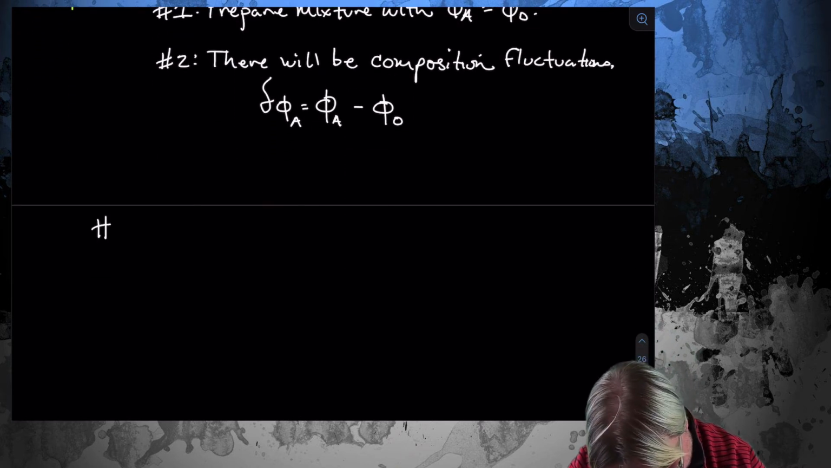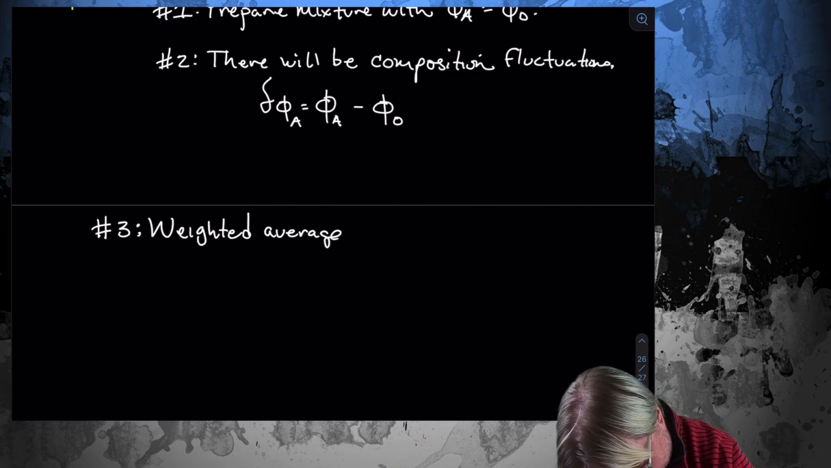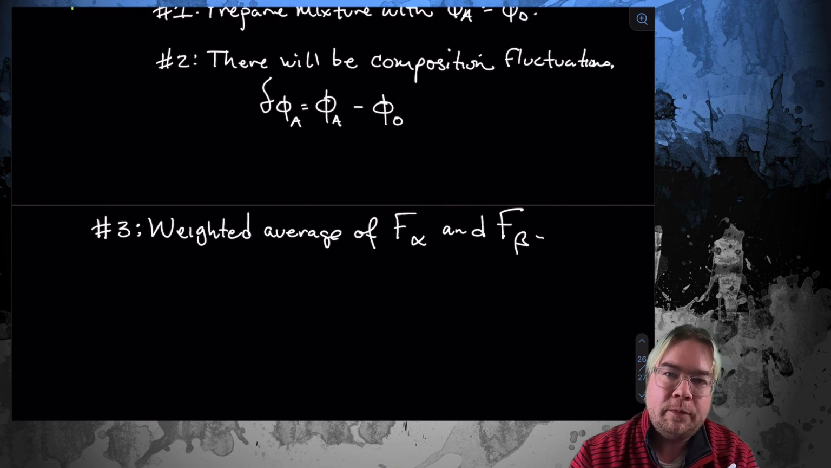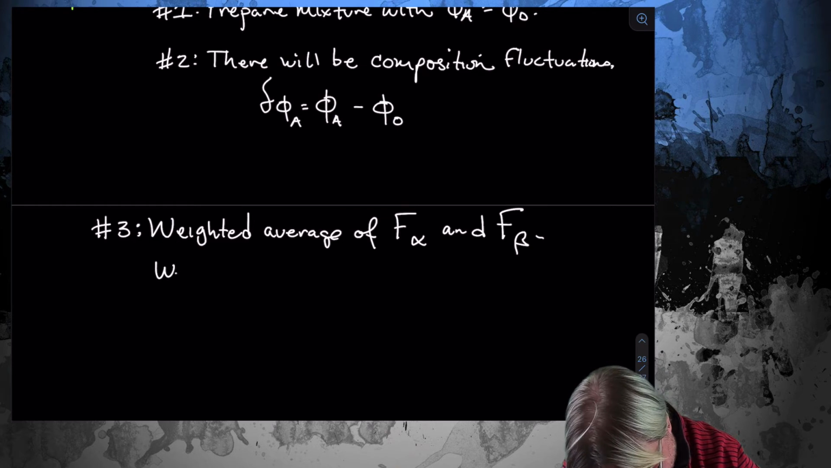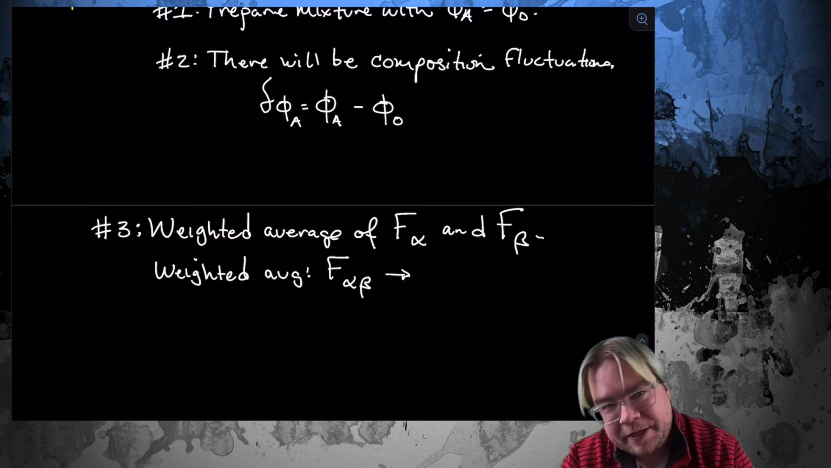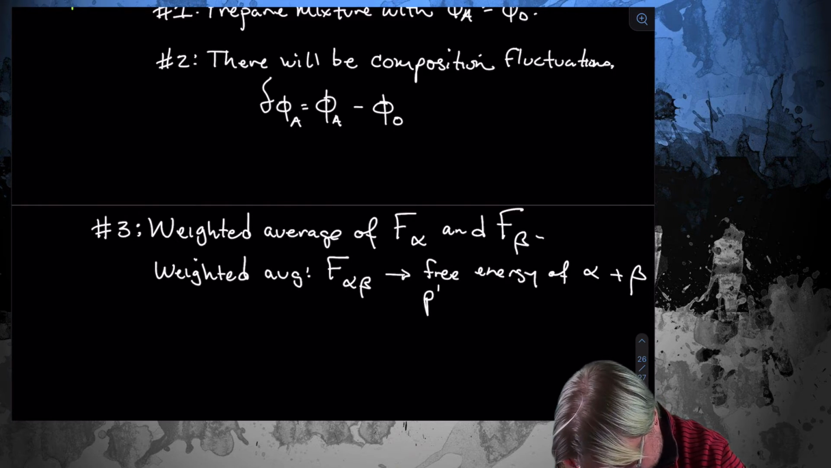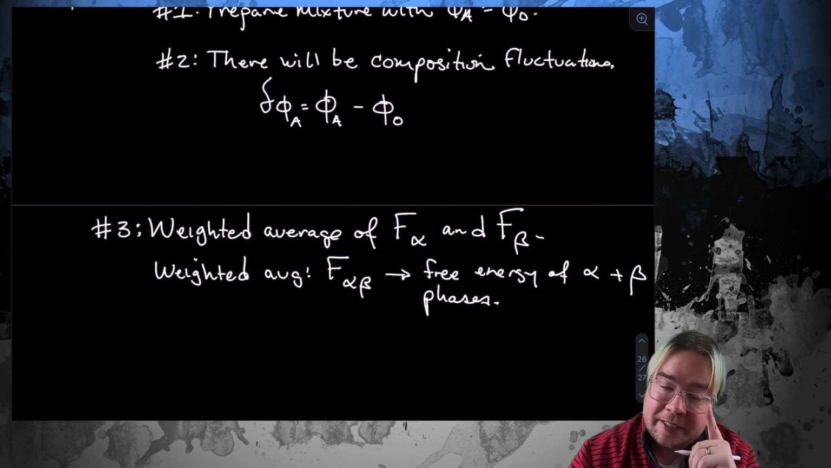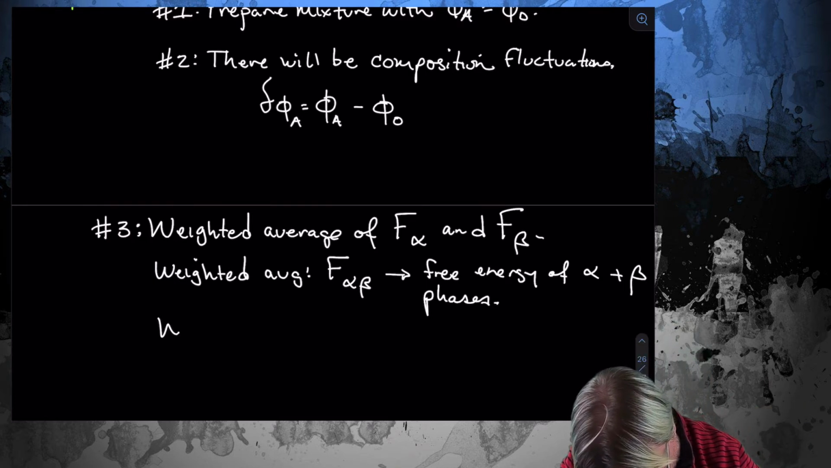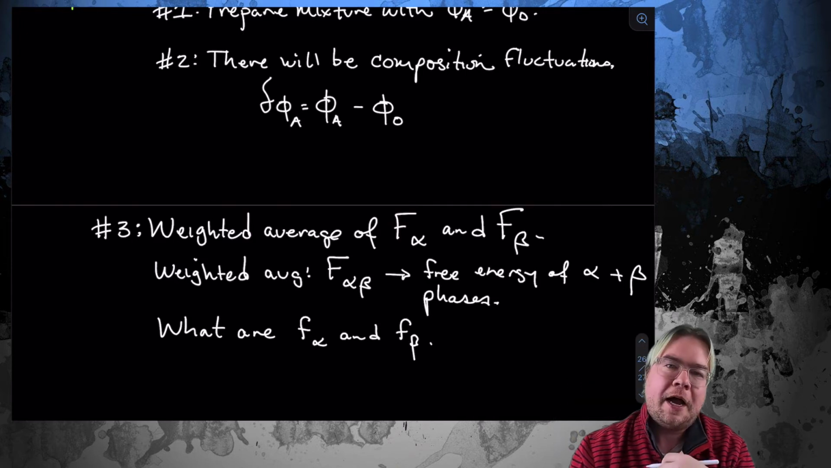So that's the next thing that we have to do, is we need a weighted average of F alpha and F beta to calculate what the free energy of my system will be in response to that composition fluctuation. So that weighted average, I'm going to call F alpha beta. That will be the free energy of the alpha and beta phases. Now, the reason that I have to take this weighted average is I only had so much A to begin with. So I need to figure out what are the relative proportions of alpha and beta. So what are little f alpha and little f beta? How much do I weight them by?